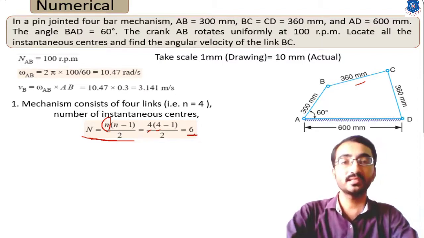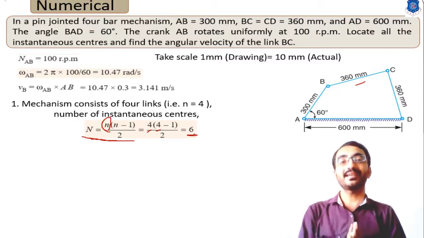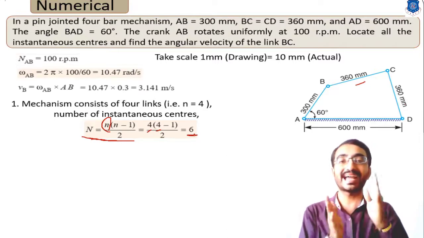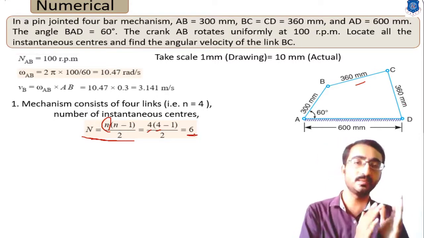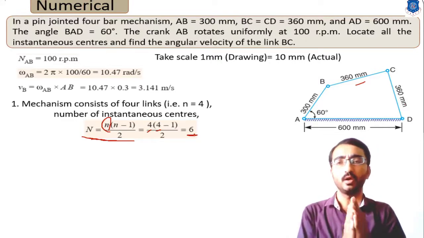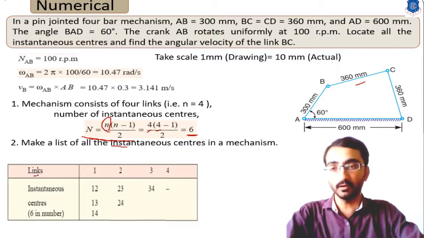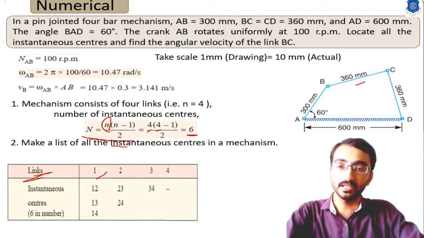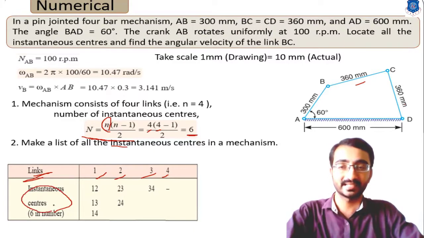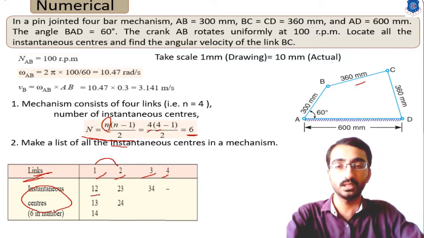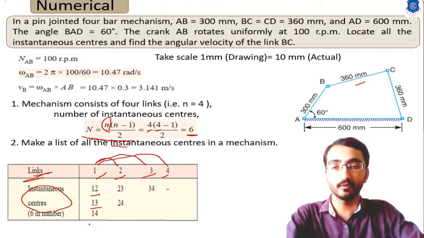Okay, now to locate all the 6 instantaneous centers, first we have to identify which are these 6. So we have to identify them, that is I12, I13, or we can say IAB, IBC, ICD in that way. Okay, so we have to draw one table which lists the instantaneous centers. Make the first row the links, that is link numbers 1, 2, 3 and 4, and your second row will be your instantaneous centers. Now link number 1 will combine with 2, that's why it is 1, 2, then 1, 3, and 1 will be connected with 4, that's why 1, 4.